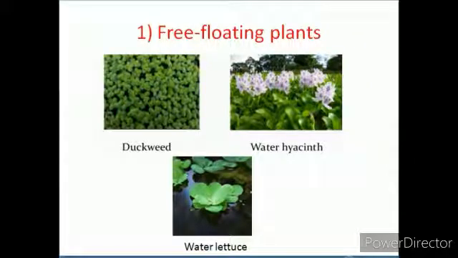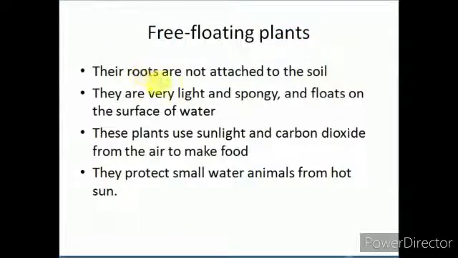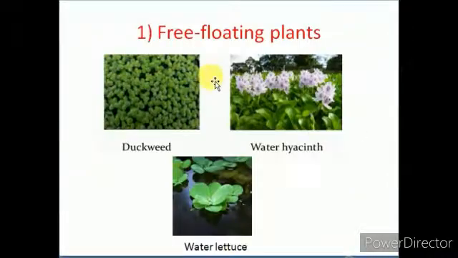Now let's learn about the characteristics of free floating plants. Number 1, their roots are not attached to the soil. They are very light and spongy and float on the surface of water. So why are these plants called free floating plants? Because their roots are not attached to the soil and they float on the surface of water. ইহঁতৰ roots বিলাক মাটিত attached হৈ নাথাকে আৰু ইহঁত water surface ত উপঙি থাকে. ঠিক আছে, that's why these plants are called free floating plants.